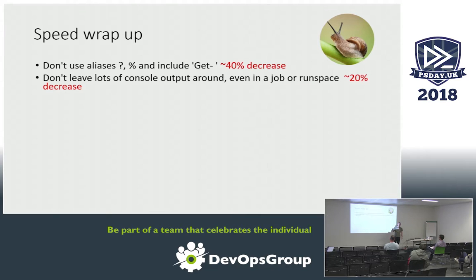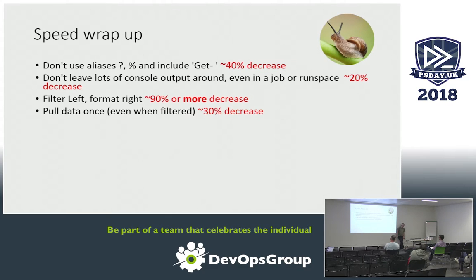The way I coped with that was I multi-threaded the task. If you leave a lot of console output around, even when it's inside a thread that you actually won't see, it will slow your code down seriously. We talked about this earlier, filter left, format right. You get big speed increases by doing that. Pull data once, we just talked about that as well.